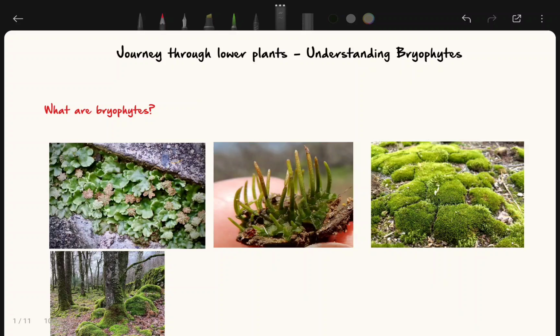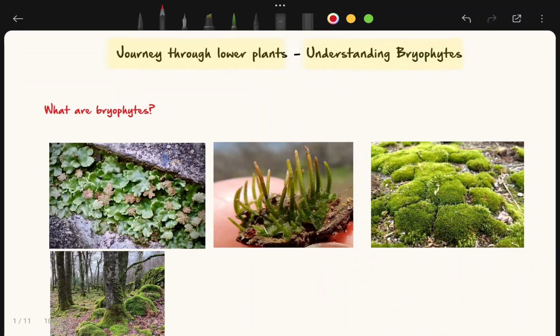But for now, we will start with a very interesting topic, that is bryophytes, the simplest land plants that you'll ever come across. Alright, so I welcome you to the very first episode of the series Journey Through Lower Plants, that is understanding bryophytes.